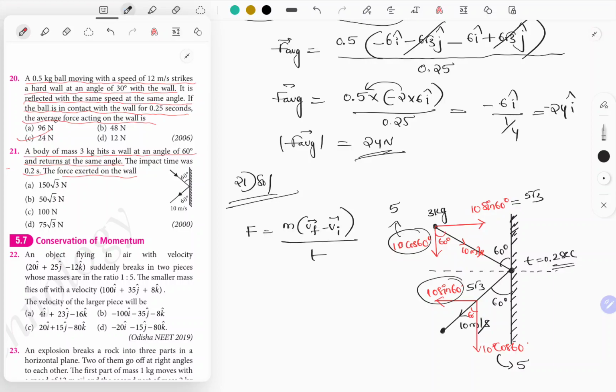Let me substitute in the formula and then we can find out the final answer. That is F is equal to m. Mass of the object is 3 kg. Final velocity is, now it is going to be correct, minus 5 root 3 i cap. This is the final velocity. Minus 5 j cap.